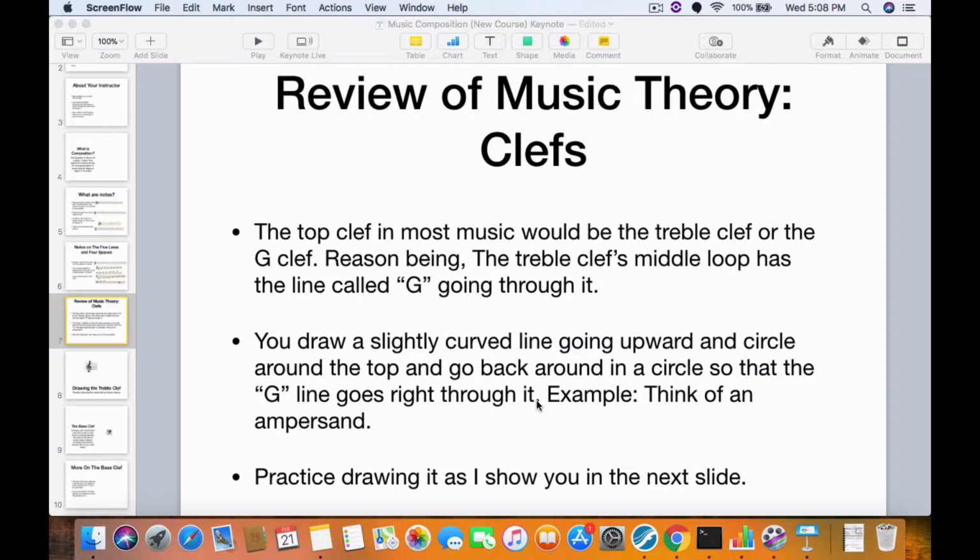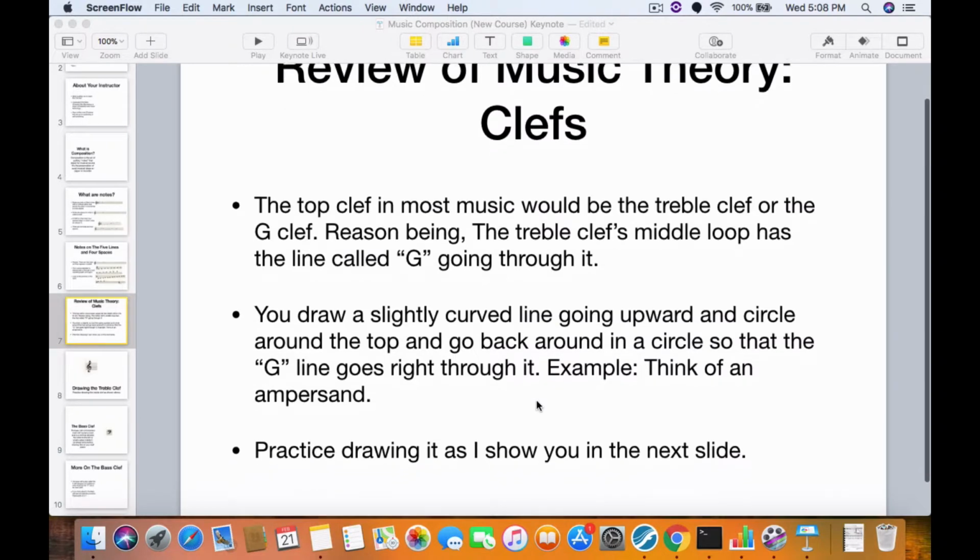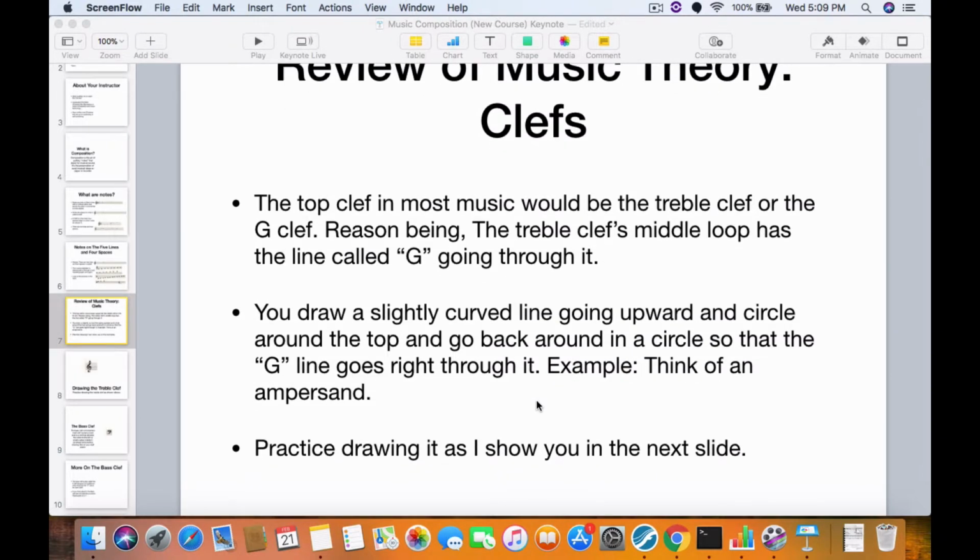You draw it by doing a slightly curved line going upward and in a circle around the top and go back around in a circle so that the G line goes right through it. Example, think of an ampersand. So think of an ampersand on your computer keyboard. That's kind of what the treble clef would look like.